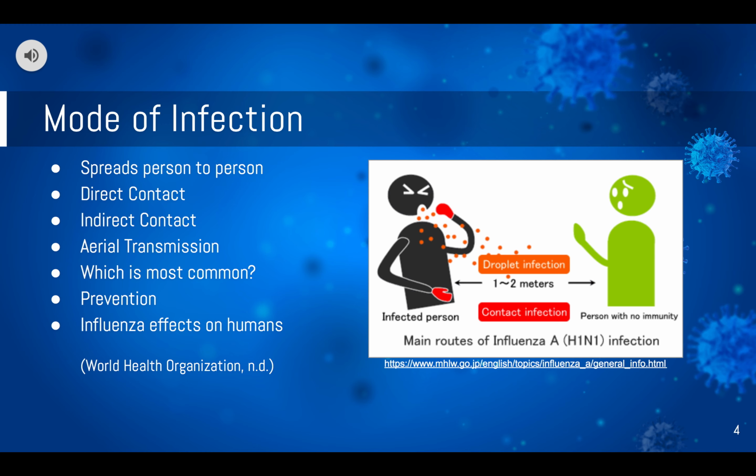New vaccines are made each year for seasonal influenza. Effects of influenza are fever, sore throat, cough, headaches, and fatigue. Nausea, diarrhea, and encephalitis are also common effects in children.